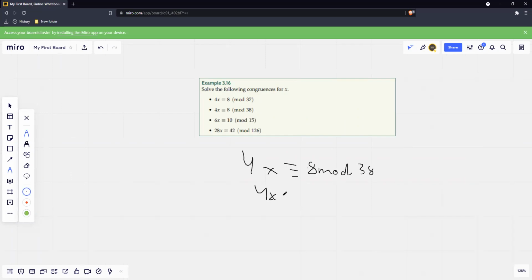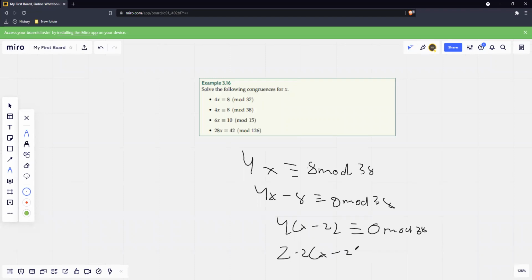Once again, I want to subtract first. Factor 4(x minus 2), but we can't do the same thing as we did last time because 4 contributes a factor of 2 no matter what. 2 times 2(x minus 2), and then we know that 38 is equal to 2 times 19. So no matter what, this will always have a factor of 4, but we all know that it still contributes a number 2.